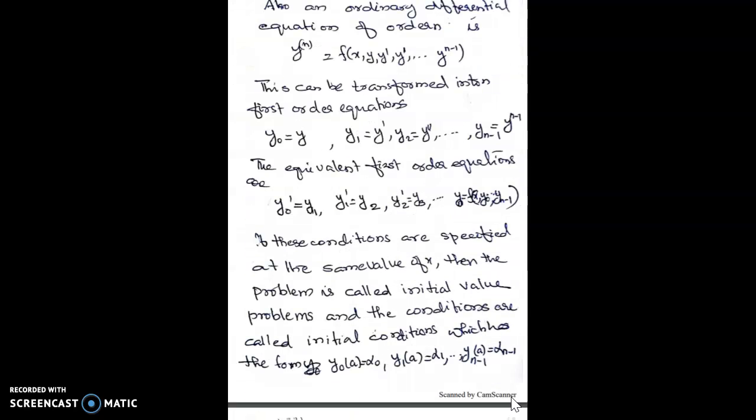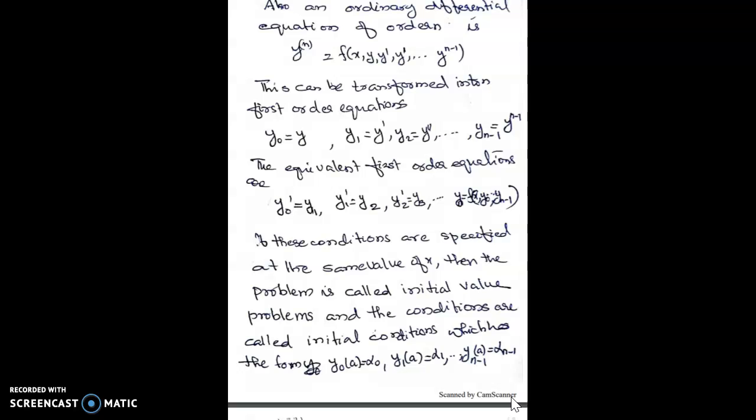Also, an ordinary differential equation of order n is y^(n) = f(x, y, y', y'', ..., y^(n-1)). This can be transformed into n first order equations: y0 = y, y1 = y', y2 = y'', ..., y(n-1) = y^(n-1). Or equivalently, y0' = y1, y1' = y2, y2' = y3, etc., and yn' = f(x, y0, y1, ..., y(n-1)).